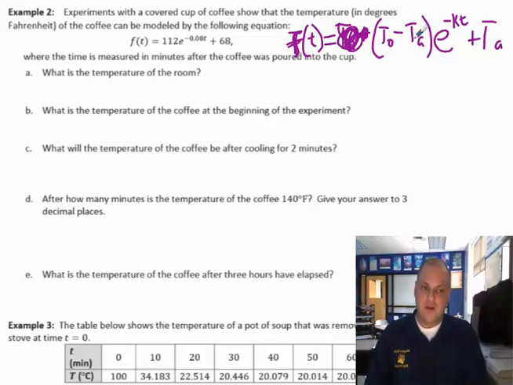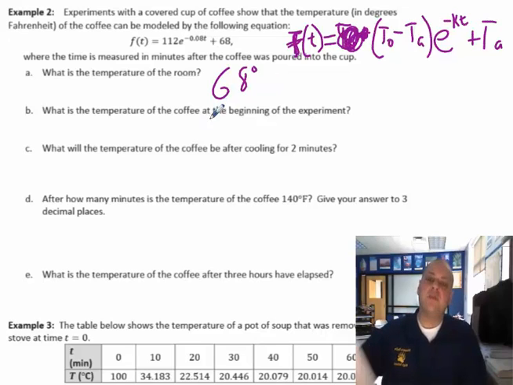Also, see this is already done for you. See the e, you've got the rate, the t there. Here's the rate, the k is obviously negative 0.08. But this number here, this T0 minus Ta, is 112. So keep that in mind. Now, what is the temperature of the room? Well, the temperature of the room is the 68. That's the Ta, the ambient temperature. So that's an easy one.